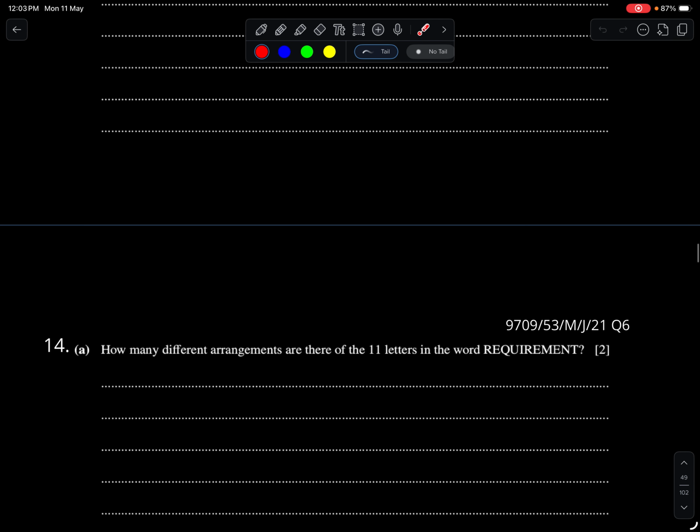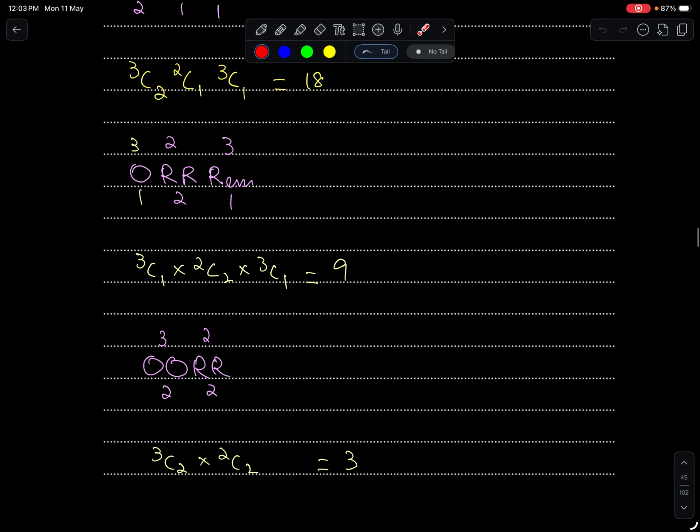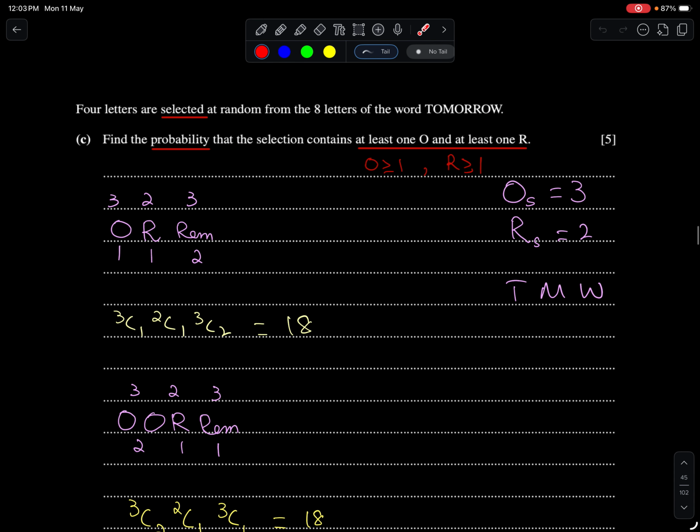But in case of selections with probability, you have to show the selections of repeated letters as well. So make sure you understand this concept well. And you must know the meaning of the terms at least, at most. At least means greater than or equal, at most means less than or equal, exactly means equal, and like this.